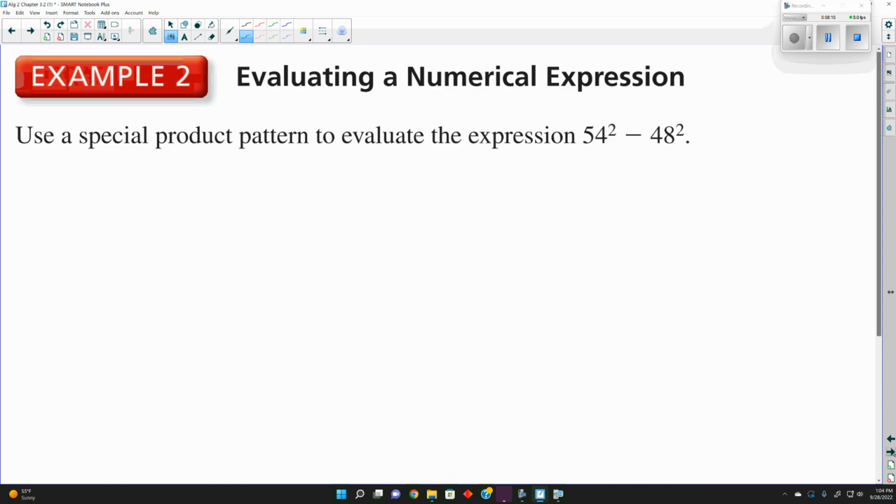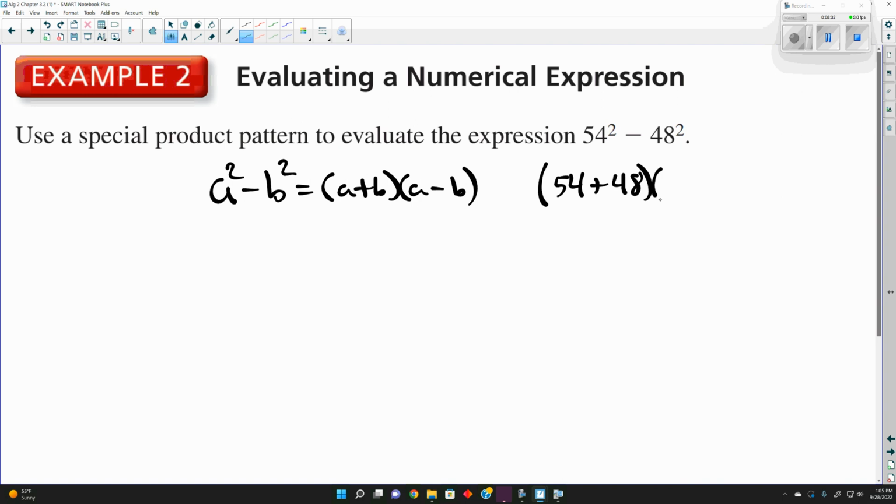Let's look at the last part. So we want to use this property to evaluate this here. Well, what we said is a squared minus b squared is equal to a plus b times a minus b. So here we have 54 squared minus 48 squared. So we could say it as 54 plus 48 times 54 minus 48.